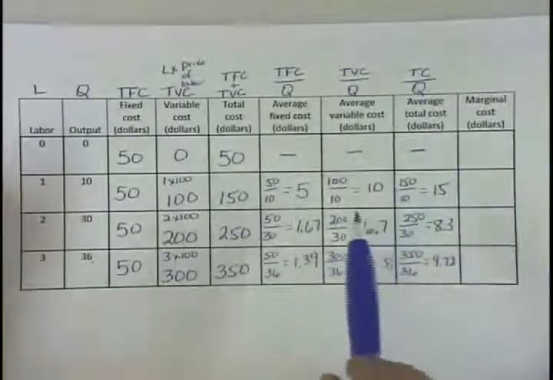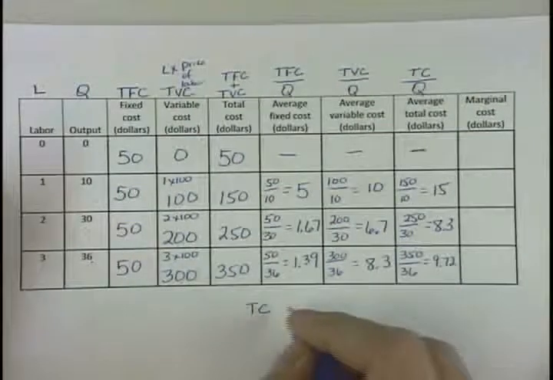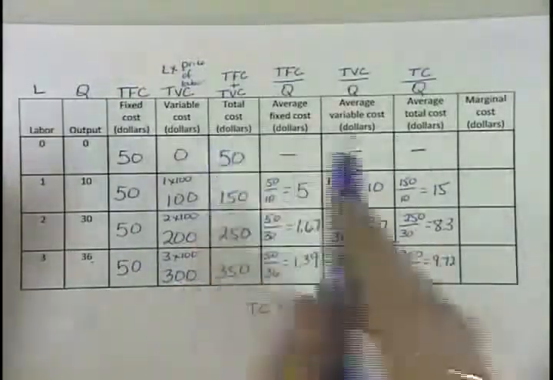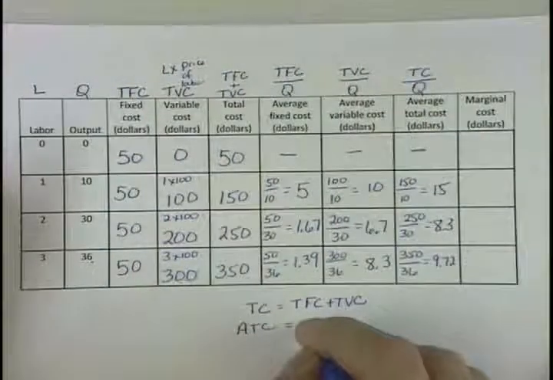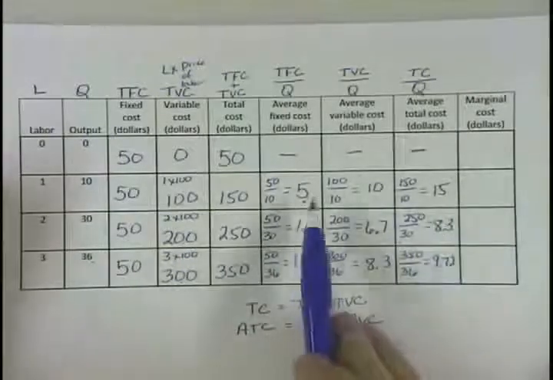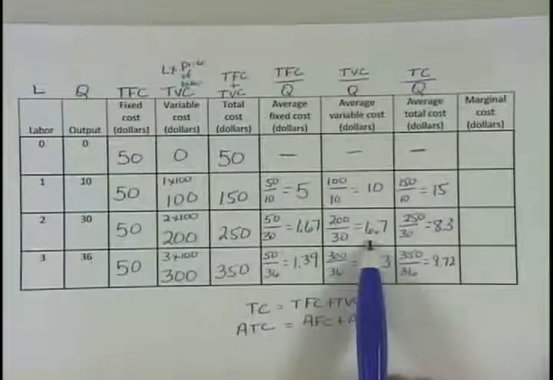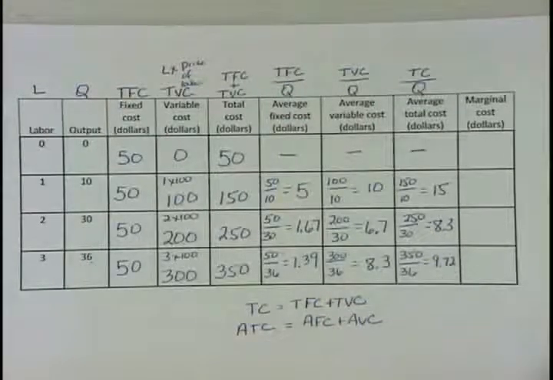Just as a trick, you can also note that TC, total cost, is equal to total fixed cost plus total variable cost. We learned that over here. But our average total cost is also equal to our average fixed cost plus our average variable cost. So what we could have done is just say 5 plus 10 is 15. 1.67 plus 6.7 is 8.3. 1.39 plus 8.3 should equal that. You can do it either way. You can do it both ways if you wanted to check.